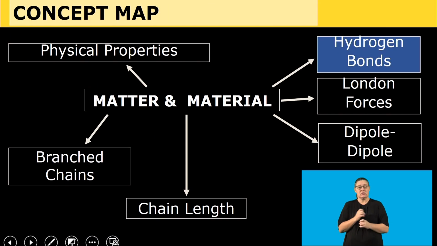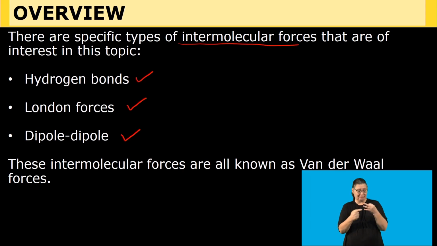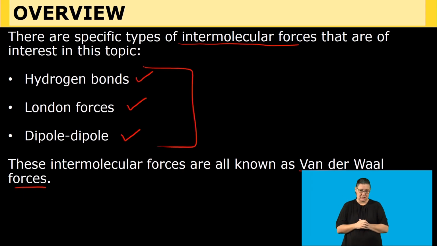So to start, we are going to be looking at the hydrogen bonds and how they are related to the intermolecular forces, and also how we then explain using what we know. In this chapter, we are going to be looking at specific intermolecular forces. Number one, we have our hydrogen bonds, we have our London forces, and then we also have our dipole-dipole forces. These intermolecular forces are known as van der Waals forces. So all three of them are known as van der Waals forces.